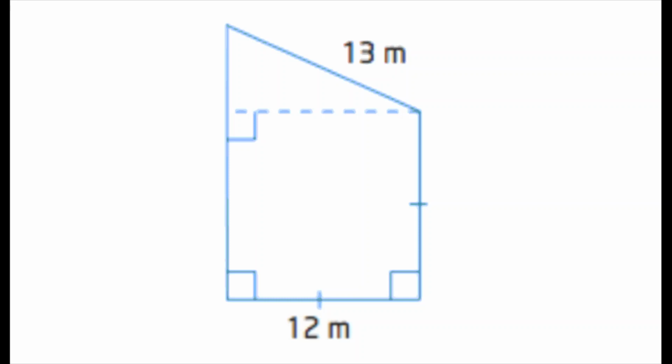Alright, so now we're trying to find the perimeter of this shape. It's square on the bottom. I know that because of these lines. That line and that line are actually telling me that those are the same.